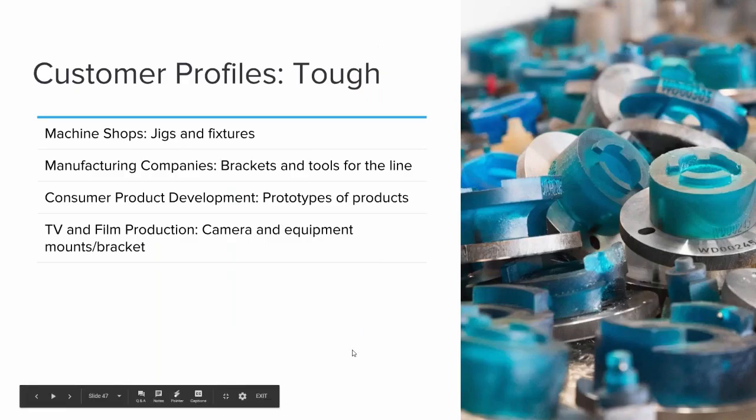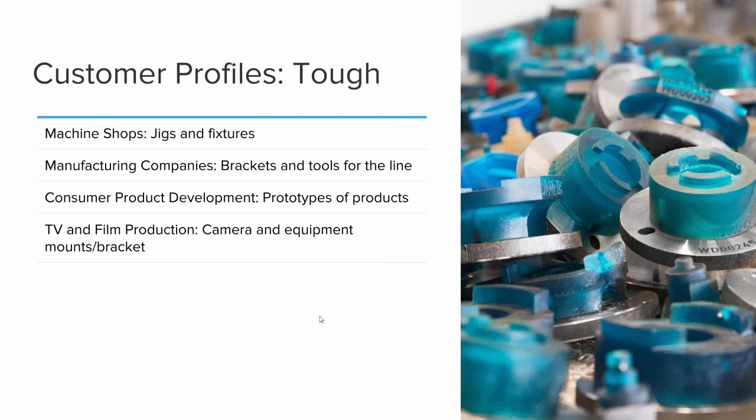And some of the things that we've seen customers do with it are jigs and fixtures in machine shops, different manufacturing components like brackets for mounting things on their assembly lines. I've seen vision systems mounted this way. Consumer product development, we've seen prototypes of products. TV and film production, camera and equipment mounts and brackets. I personally use this material for mounting lithium batteries in drones and small electric vehicle stuff that I work on, kind of the RC world. It's a great material for that sort of thing.